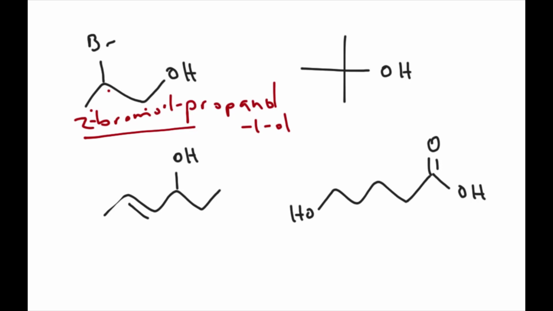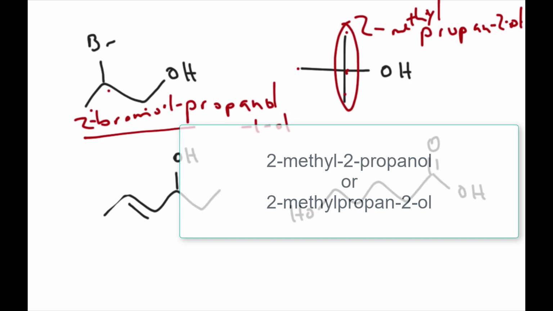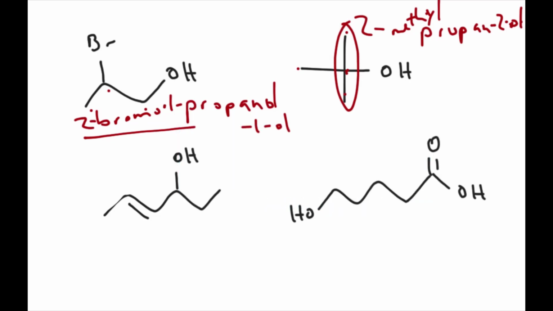For the next compound, we want to find the longest continuous carbon chain. That's the longest chain. Again, it's a propane group, so this is a propanol. And this time the alcohol is in the 2 position, so I'm going to call this a propan-2-ol. And also in the 2 position is a methyl, so this is a 2-methyl propan-2-ol.